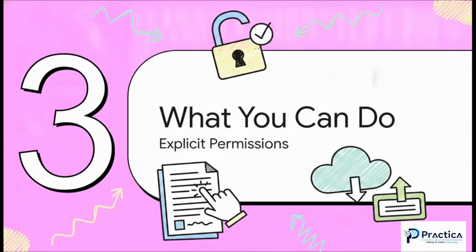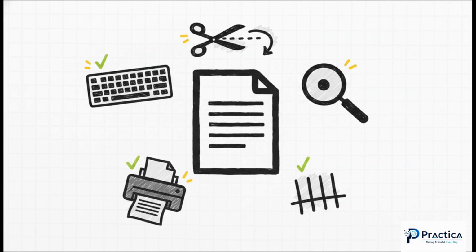Moving right along to Section 3, what you can do, looking at explicit permissions. Knowing exactly what you're actually allowed to do gives you total confidence when that clock is ticking down. Obviously, you can type and edit your work, but you can also move, delete, and add text to restructure entire essays on the fly. Where it's allowed, you can change the font size and style to make it visually easier for you to read. You can use the word count feature to make sure you're hitting those required lengths, and you can print your work at the end if your school requires physical copies.